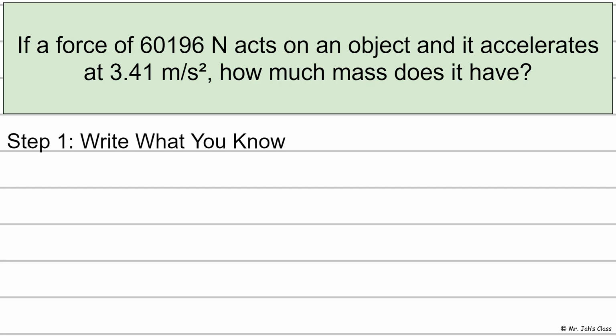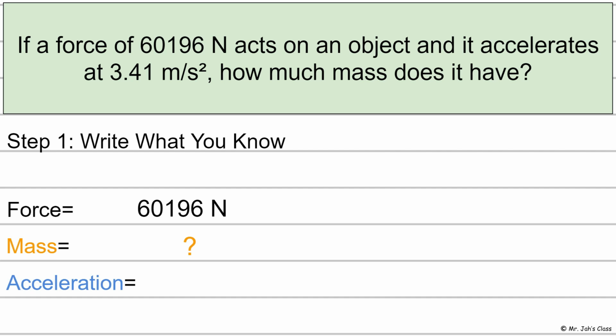So step one, let's go ahead and write down what we know. Force. What is the force? The force is 60,196 newtons. And then what about mass? We don't have mass. That is what we're trying to solve for. And then what about the acceleration? The acceleration is 3.41 meters per second squared.